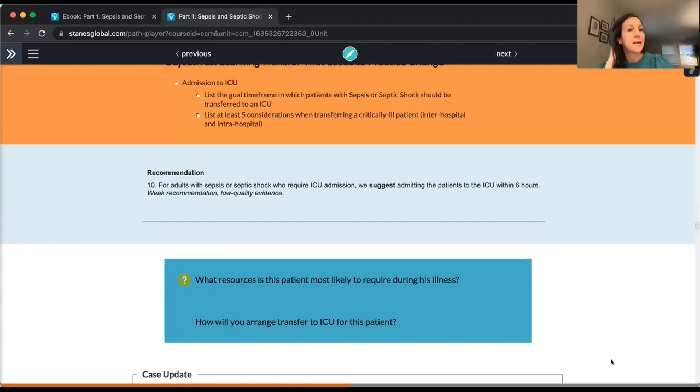So if you can list some things in the chat box, what you think Mr. G will need to get better and recover from his sepsis. And then we'll talk about how to arrange transfer to ICU for this patient. So first, what do you think Mr. G will need during his hospital stay?